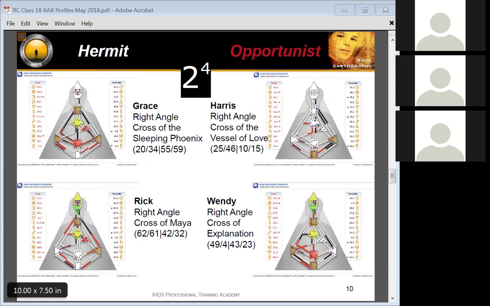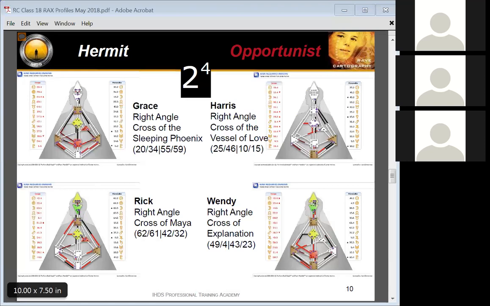And same with, yeah, I'm finding it interesting. We've got a sleeping phoenix too with Grace as a 2-4. So we just see these roles that these profiles will create. And yet they come in with a particular theme, and the theme, of course, is entering in as the hexagram, but grounded in other aspects of the quarters.